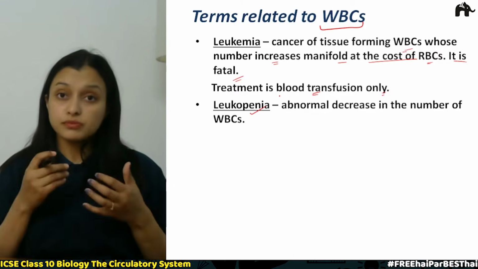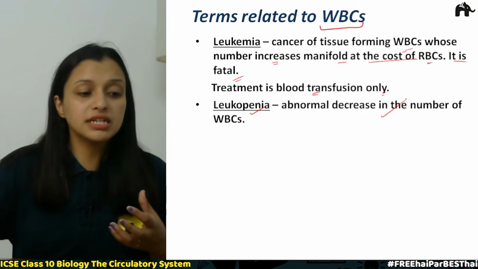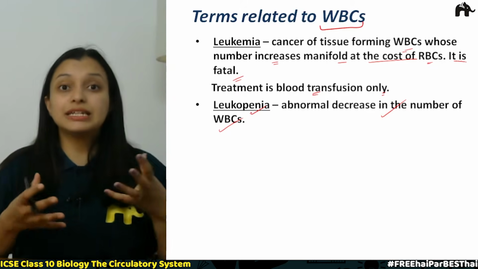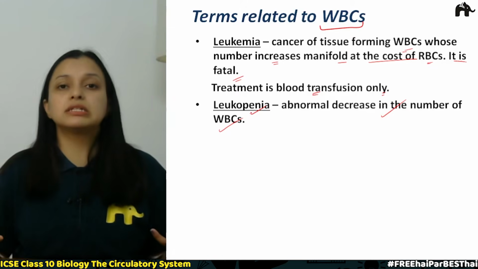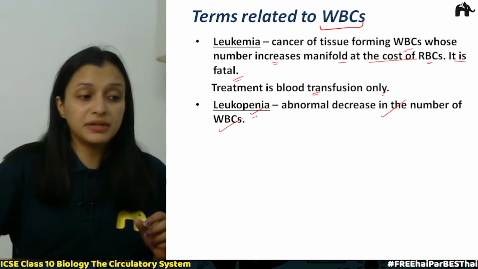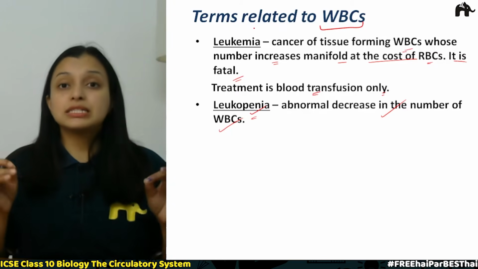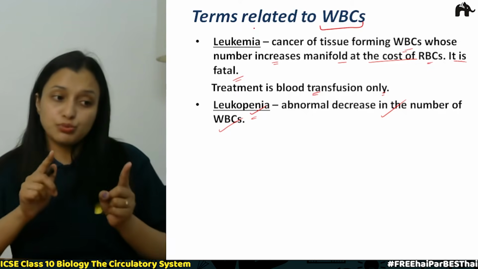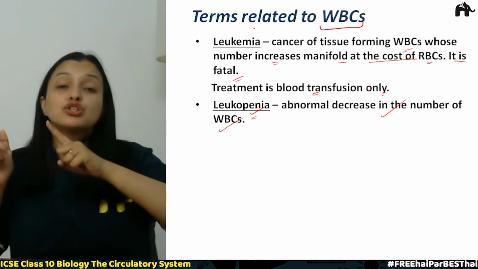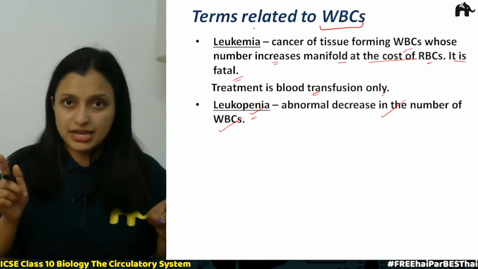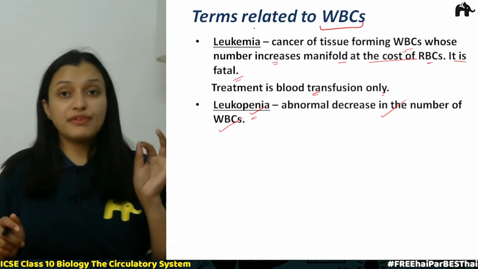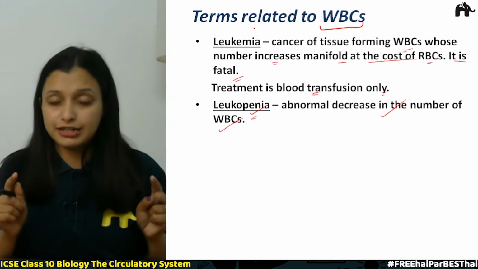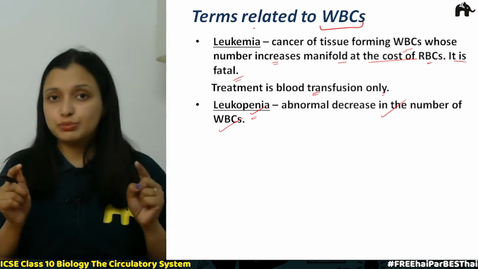The next is leukopenia, where there is an abnormal decrease in the number of WBCs. When the number of WBCs decreases abnormally, that is called leukopenia, and the cancer of tissue producing WBCs is called leukemia. These are two very similar terms, with similar kinds of meanings, but yet different. I hope you understood the difference between these two.